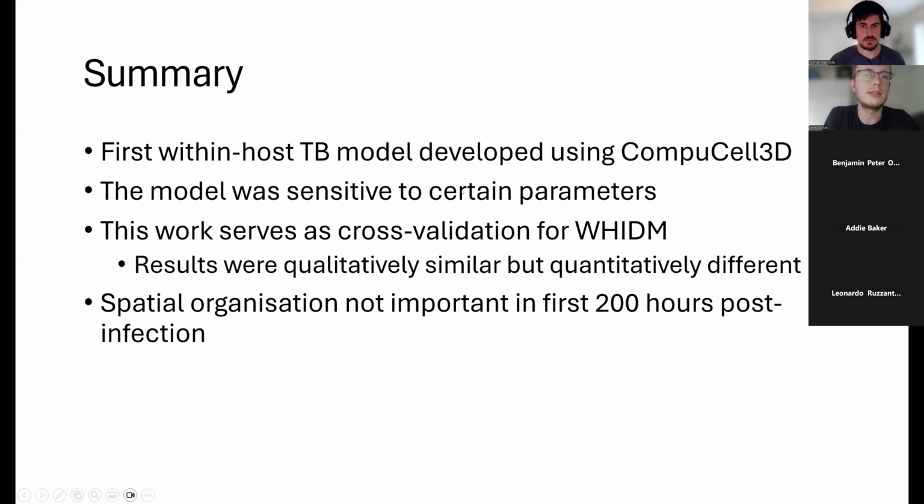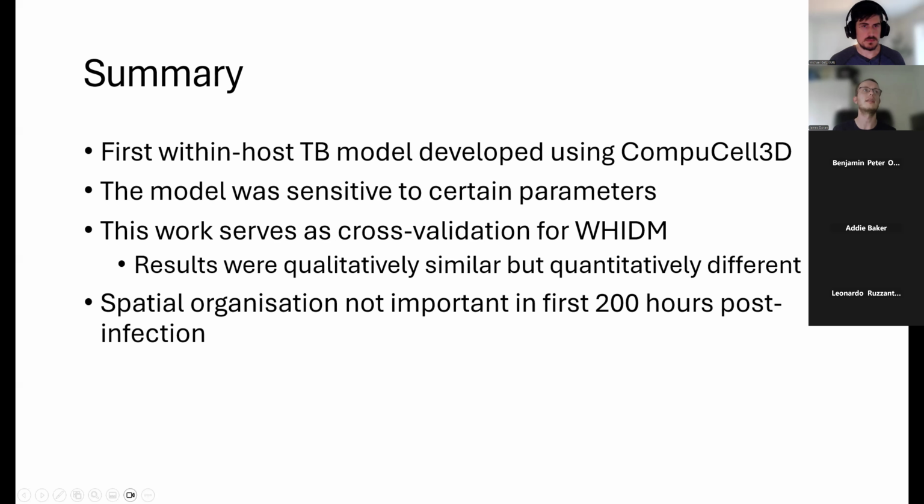So to summarize, this is the first within-host TB model that's been developed using CompuCell. We found that our model was a little bit sensitive to certain key parameters like the lambda volume, the external potential, or the probability distribution influencing the direction of force from the external potential module, and the contact energies. Our model was quite sensitive to some of these parameter choices.